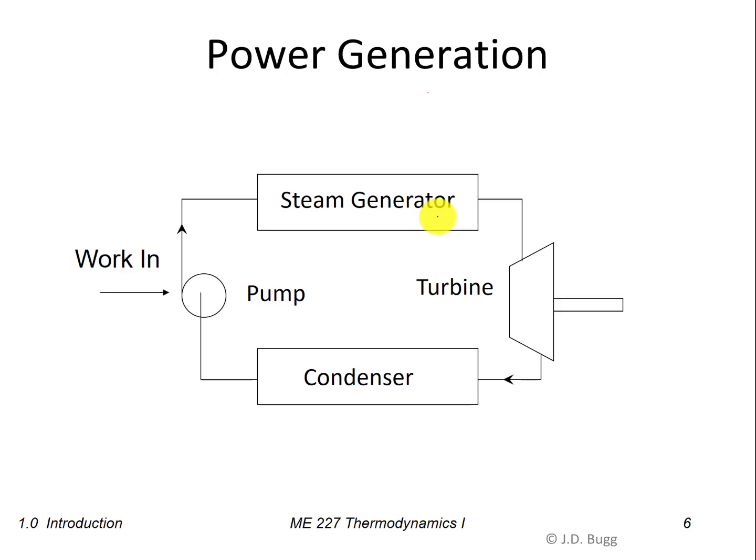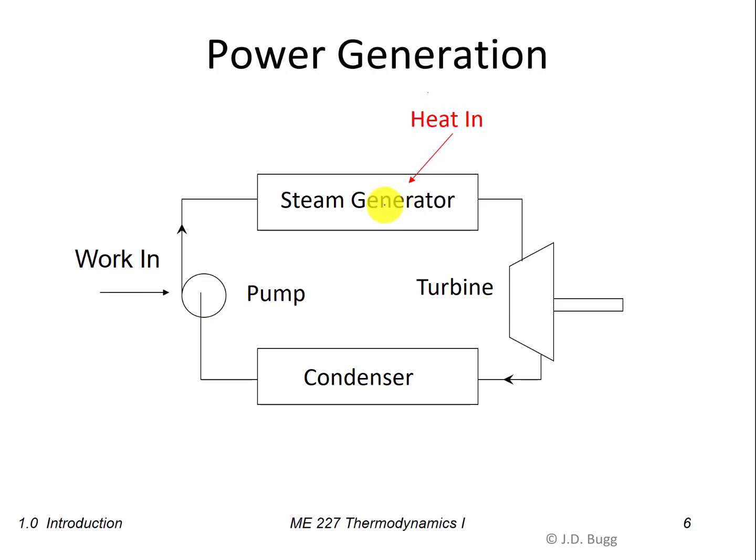The first of those is there's work into this cycle. We have to have an electric motor of some kind out here that is doing work on our fluid in this pump. So work into the cycle at that point. Next, the pressurized water goes through the steam generator where heat is added. So we have another energy transfer with the surroundings, and that is heat being added from the outside into the water in the steam generator.